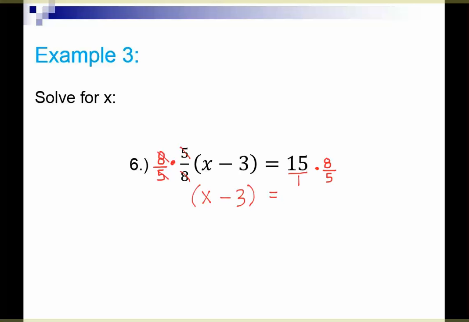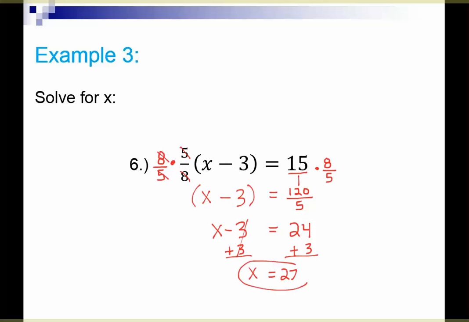Okay? 15 times 8 is 120. 1 times 5 is 5. I could have cross-canceled, but that's okay. And then let's go ahead and simplify this. x minus 3, don't need those parentheses really. And 120 divided by 5, I believe, is 24. That's a pretty easy one-step equation now. We've got to get x by itself, so let's add 3 to both sides. And you get x equals 27.